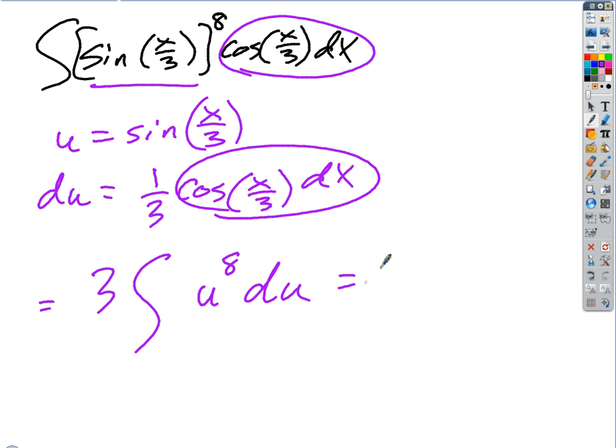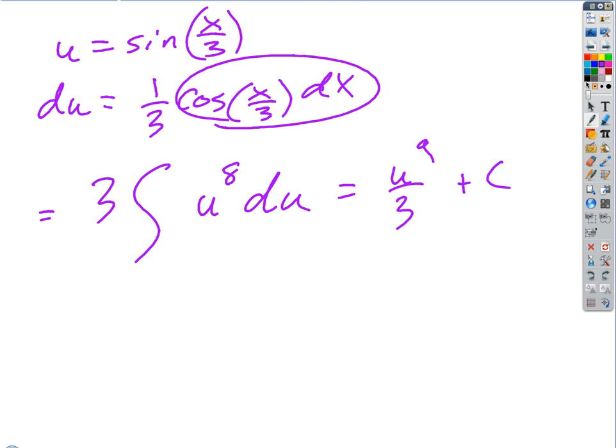So there's our 3 u to the 9th over 9, which we simplify, we already did this stuff, right? That's just u to the 9th over 3 plus c, reverse that substitution, and we get there a little quicker, just one step. Okay, make sense? Okay?